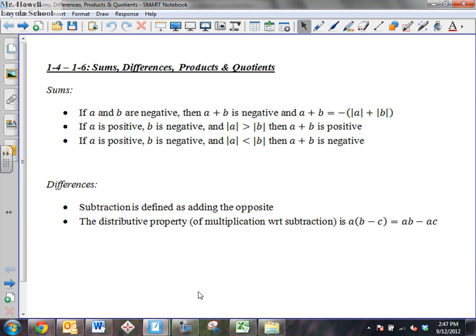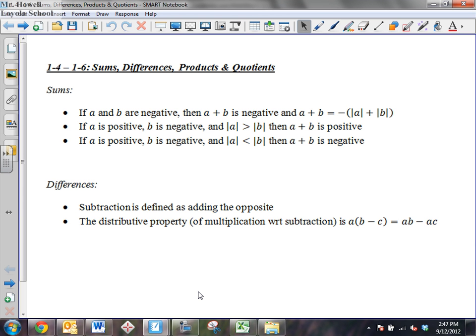So if A and B are both negative, you add them up, you get a negative quantity. And the easy way to think about that is this. When you add two negatives together, it's like you're adding the positives together, the absolute values, and then you tack on the negative in front. So if it's negative 3 and negative 5, it's just negative 8.